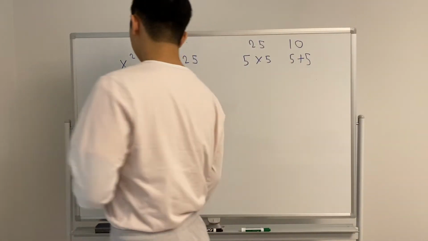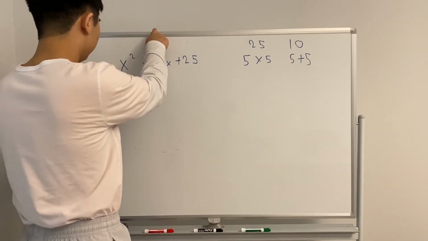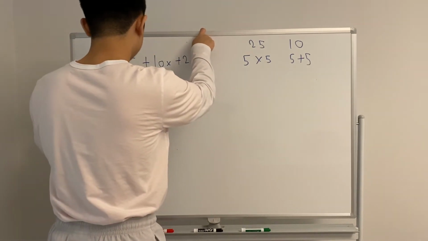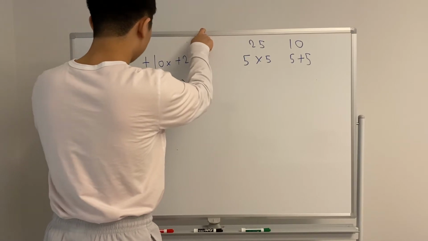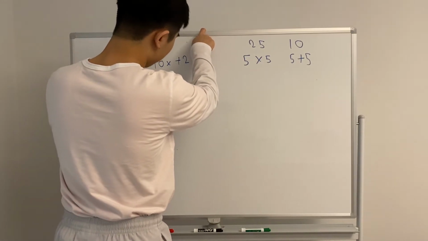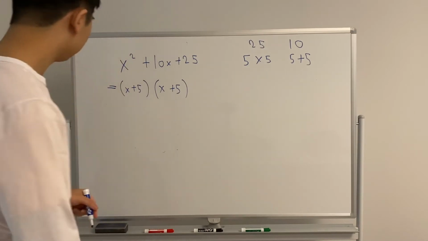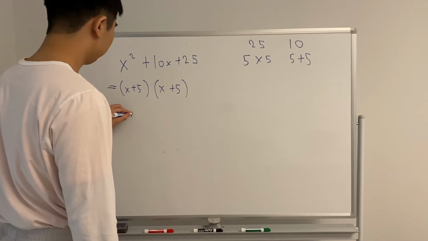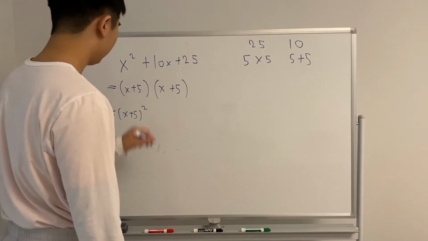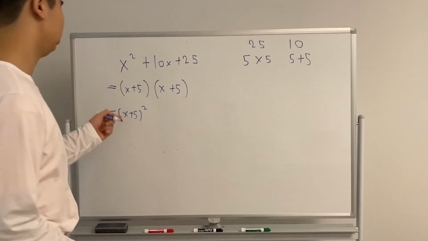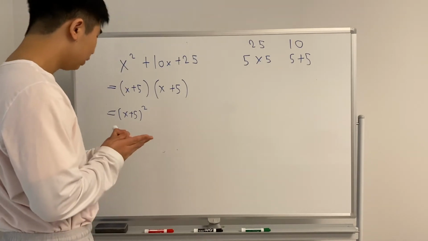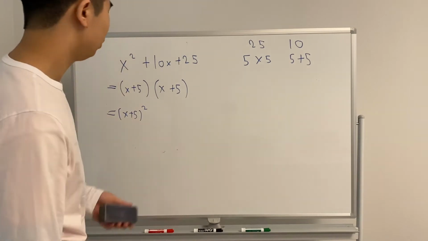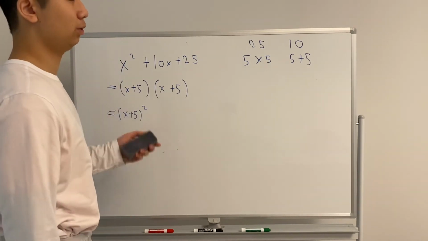So we do the same thing. I'll put an equal sign here. In the two brackets, we put x plus 5, x plus 5. And then if you want, you can simplify that to x plus 5 squared. If your teacher requires it, you should do that. So yeah, we'll go over one more example when a is equal to 1, and then we'll go on to some more examples when a is not equal to 1.